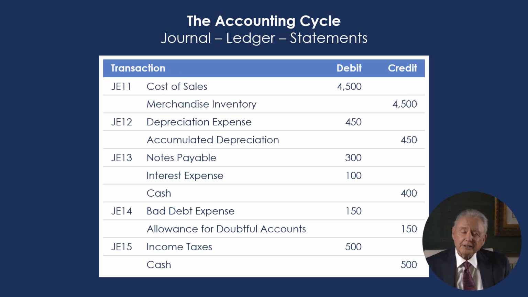Here we summarize journal entries 11 to journal entry 15. Notice debit-credit equality is maintained. These 5 are all adjusting entries. As accountants, we have to be proactive in recording these entries. Journal entry 11, cost of sales, has to be recorded. It recognizes the cost of merchandise sold and records the decline of the inventory.